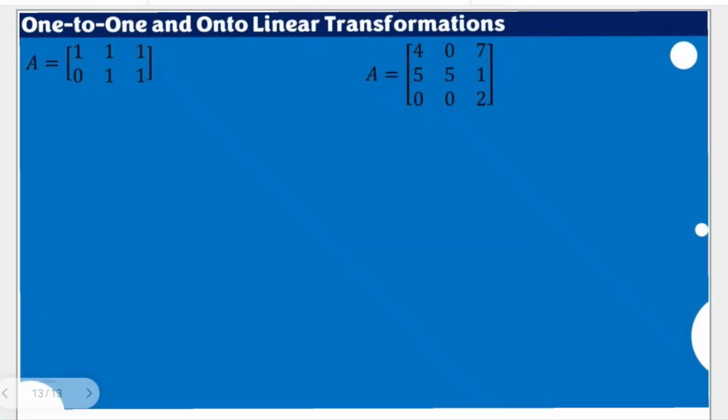Hello! For this video, we are going to show whether the linear transformations defined by these two matrices are a one-to-one and onto linear transformation. And if it satisfies both, we could also insert here the concept of isomorphism. Now, the first one is a 2 by 3 matrix and the second one is a 3 by 3 matrix. Here, we are going to show the linear transformation defined by these two matrices to be one-to-one or onto.